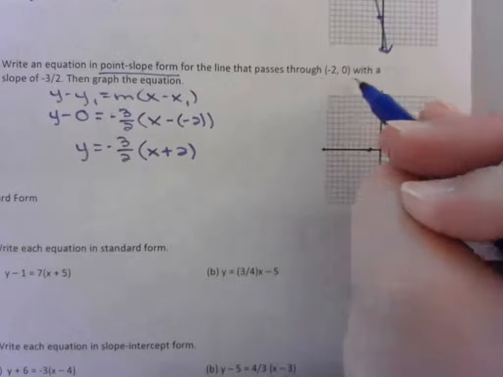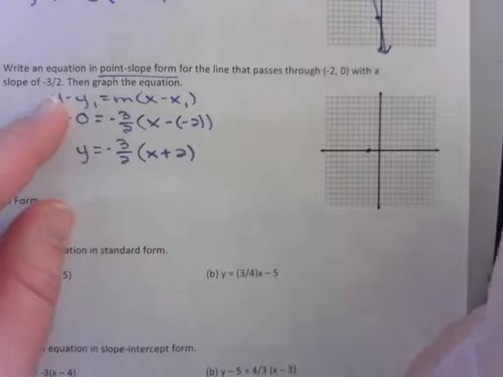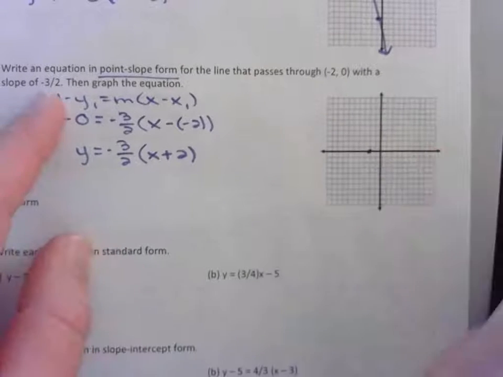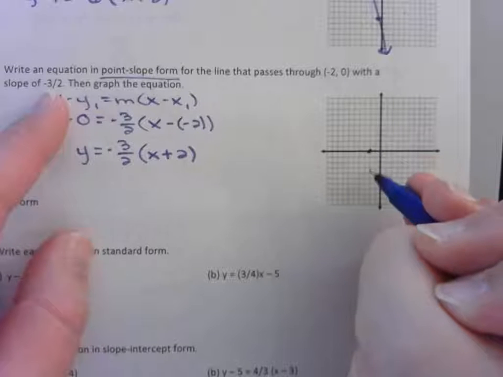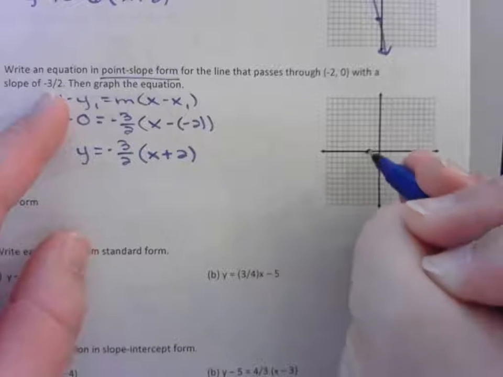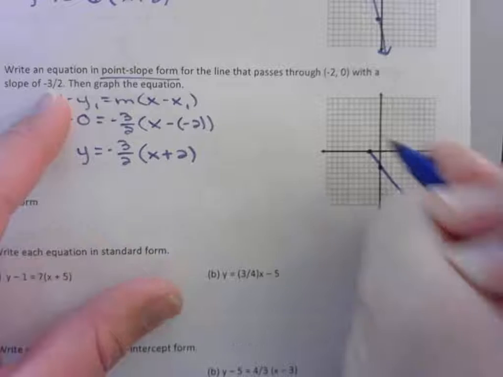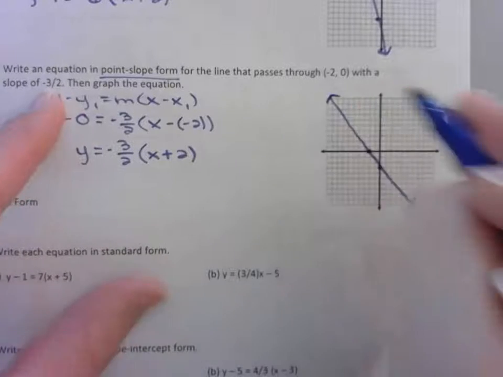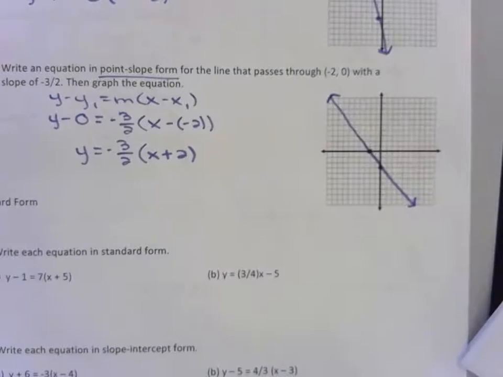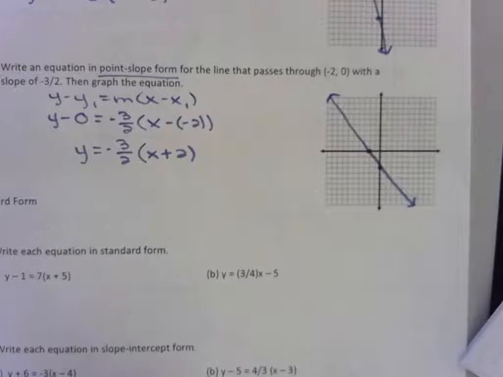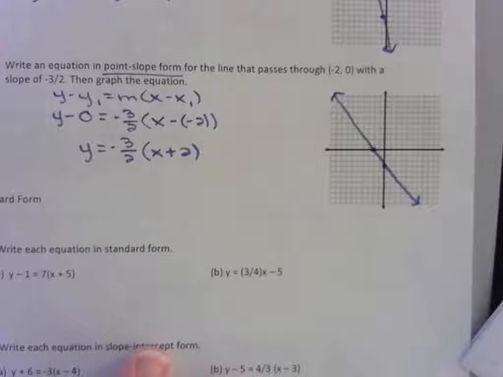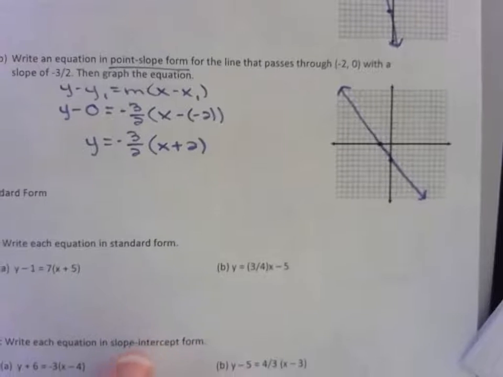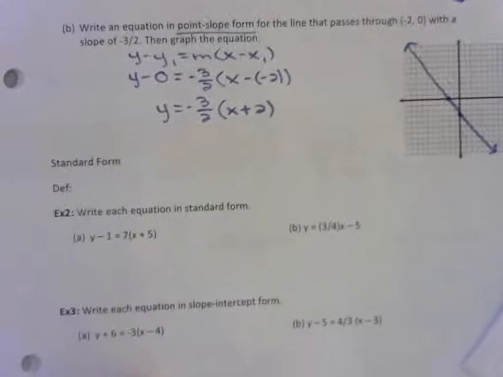Because you graph the ordered pair and then you graph the slope. So my ordered pair is negative 2, 0. And then I have a slope of negative 3/2. So how do I graph that? Down 3, right 2, or up 3, left 2, doesn't matter. My slope is negative, so my line should be going downhill. Okay. So not a ton of work necessarily, it's just kind of a different equation we're working with.